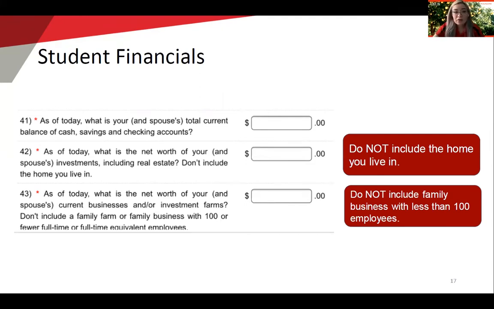What they want to know is if you have a business or an investment farm in which you employ more than 100 employees, then at that point, yes, you have to report the net worth. Now, if you have a business or a farm and you have less than 100 employees, you do not have to report the net worth of that property or business. Okay, next slide, please.